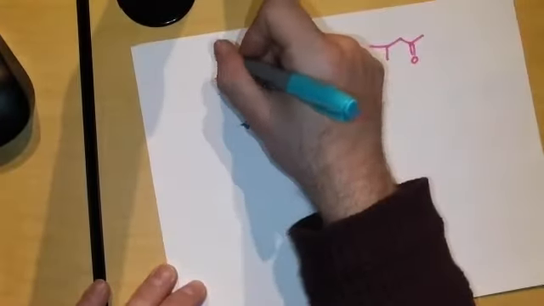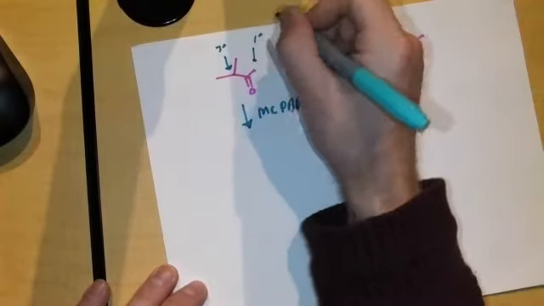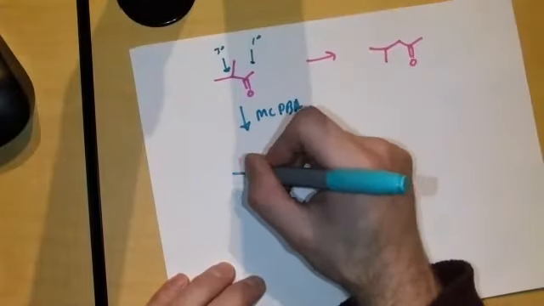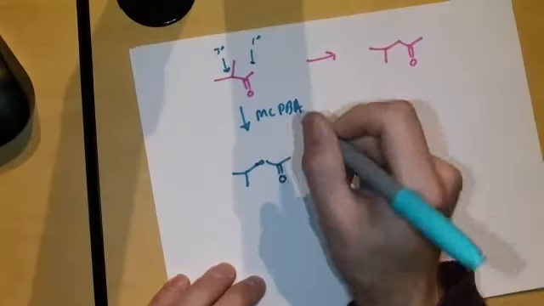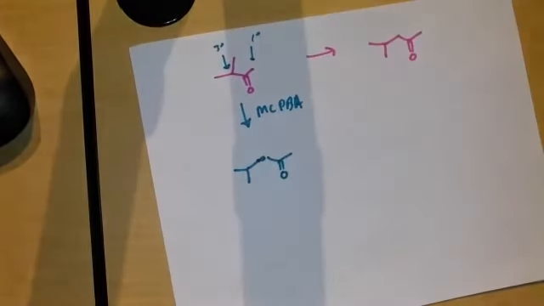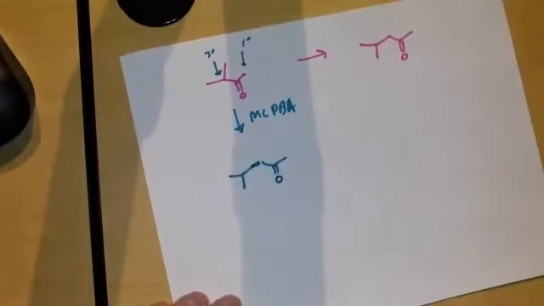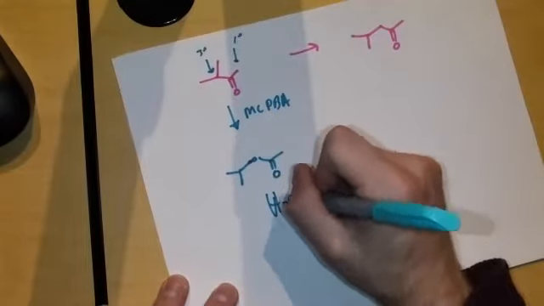I've got tertiary center here, primary center here. So the oxygen should insert on the tertiary center. This lets us basically remove this entire group here. We add in water and acid. Whoops, H3O plus.